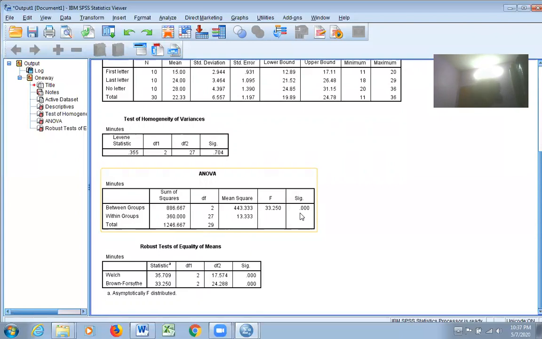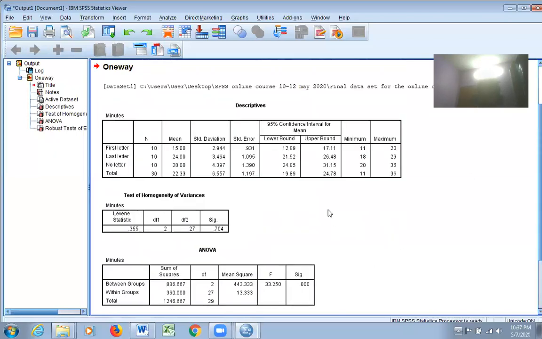So there is a difference among the groups. Thus, ANOVA tells that there is a difference among the groups. But this ANOVA result will not tell you whether the difference is between the first letter group and the last letter group, or last letter and no letter group, or first letter and no letter group. So we don't know which pair has caused this difference.